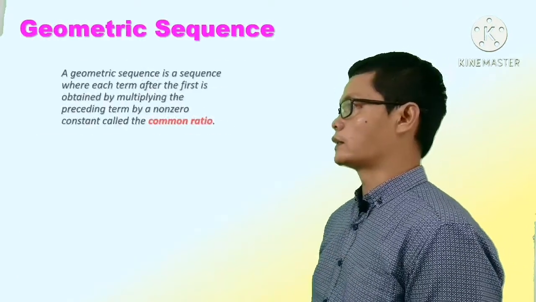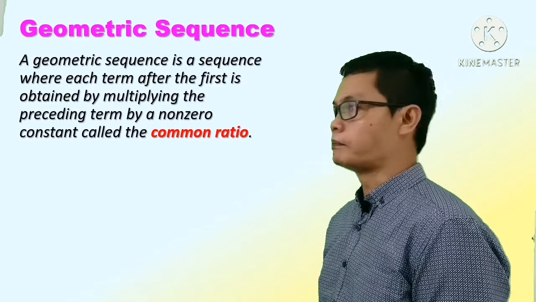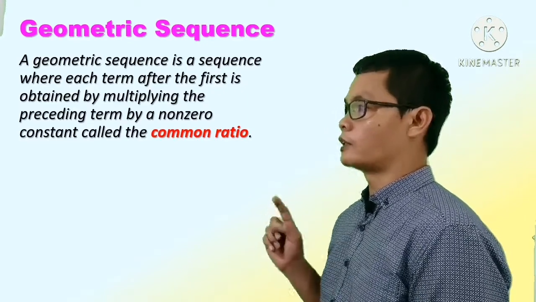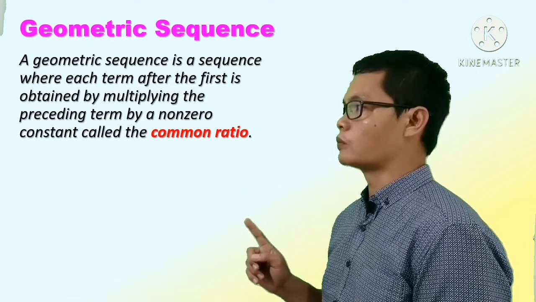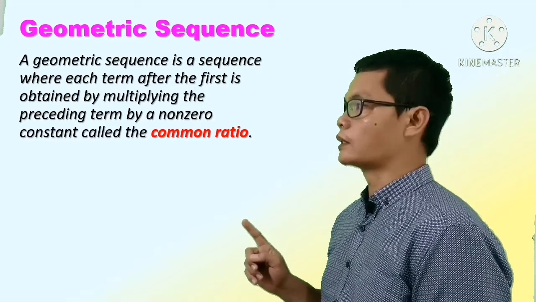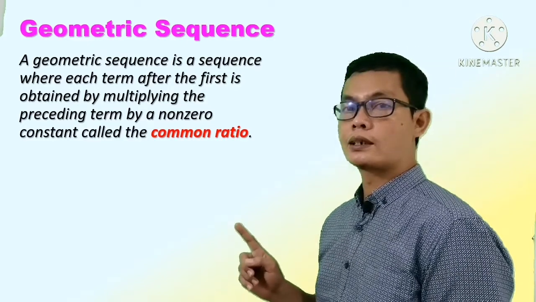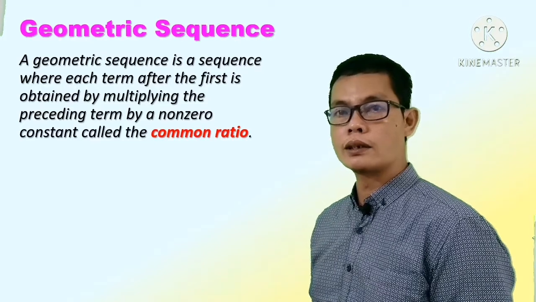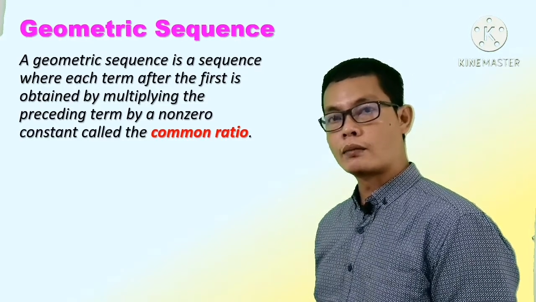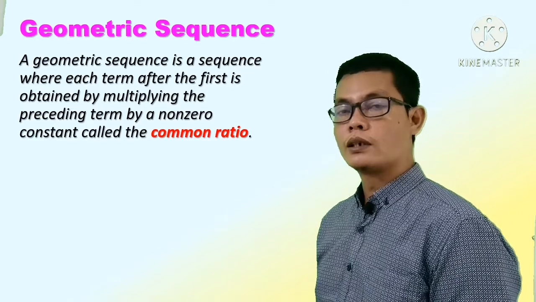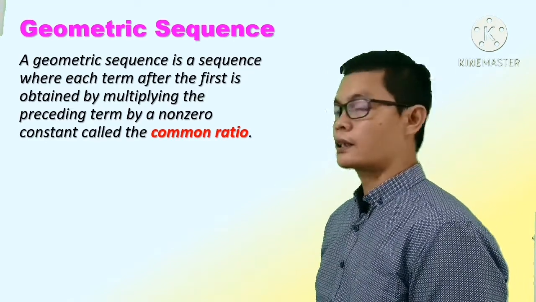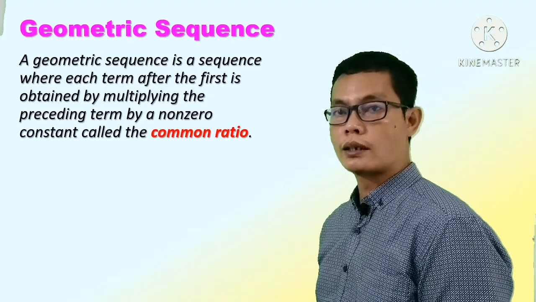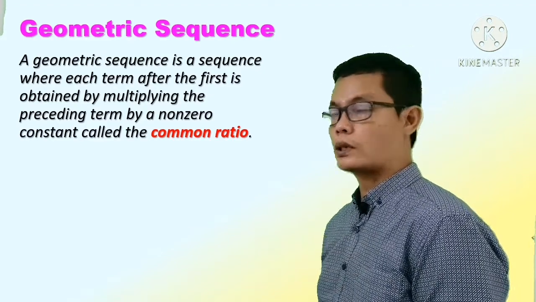A geometric sequence is a sequence where each term after the first, remember, each term after the first is obtained by multiplying the preceding term by a non-zero constant called the common ratio. Kung maalala natin ang arithmetic sequence, ang pagkuha sa end term ay pag-a-add ng common difference. But here, as we can see, the common ratio is being used to get the end term of the geometric sequence.